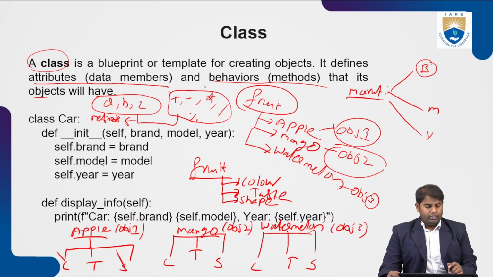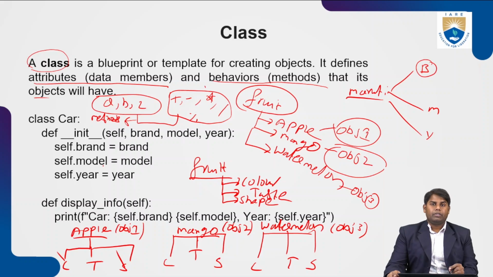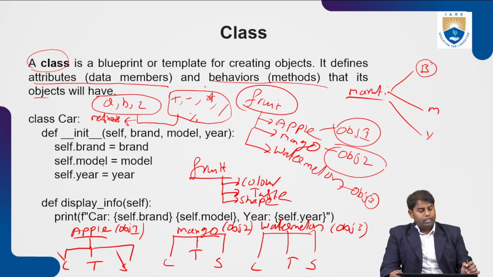Therefore in a class you will have the objects, and in the objects you have your attributes and the methods also. If you see a sample program, this is the class, and car is nothing but the name of the class. So here you can see class and car. Class is the keyword, and car is the name of the class.